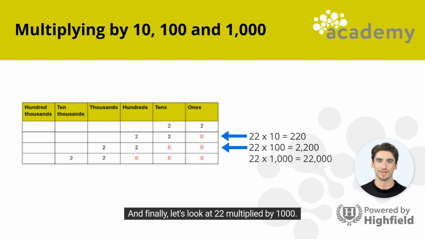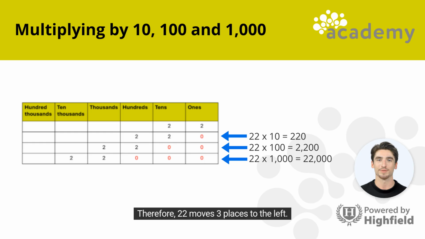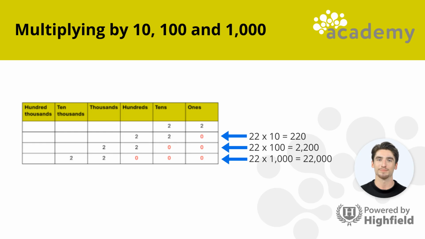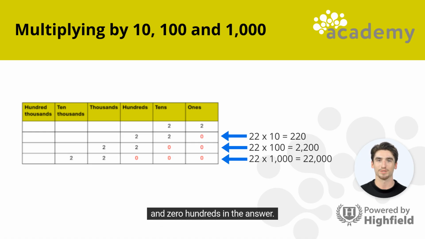And finally, let's look at 22 multiplied by 1000. The number 1000 has 3 placeholders. Therefore, 22 moves 3 places to the left. We need to add 3 placeholders to the end of the answer to show that there are 0 ones, 0 tens, and 0 hundreds in the answer. Therefore, 22 multiplied by 1000 equals 22,000.